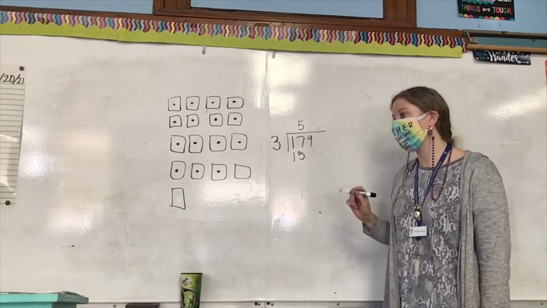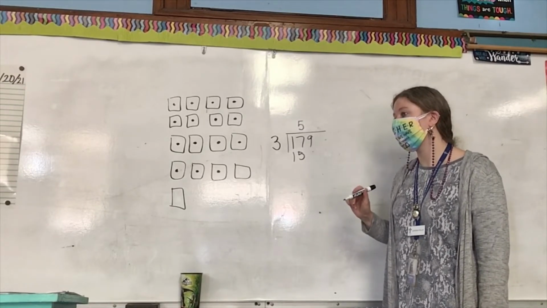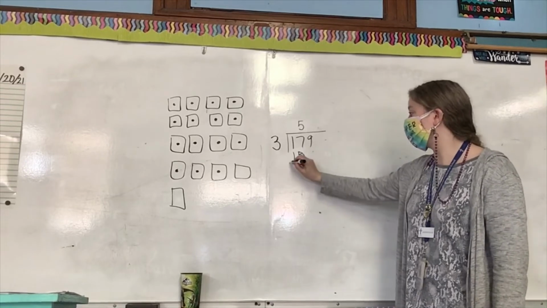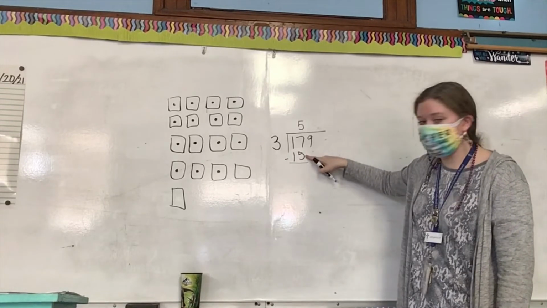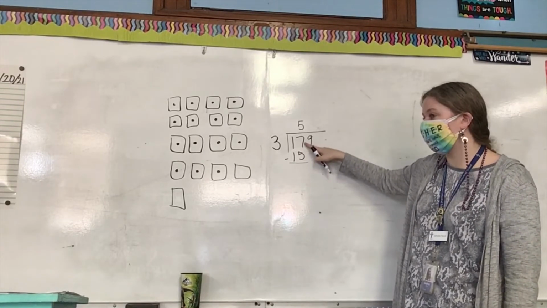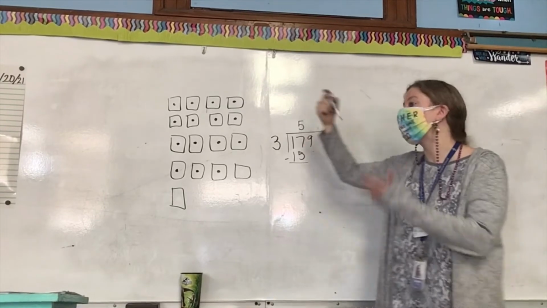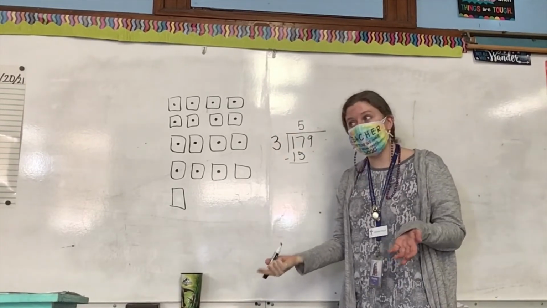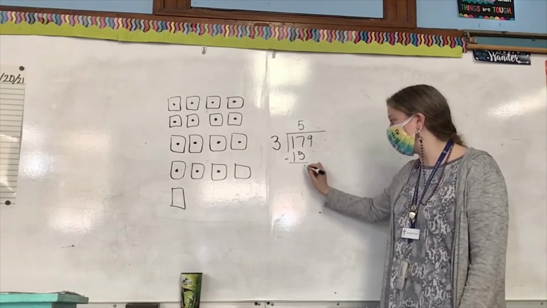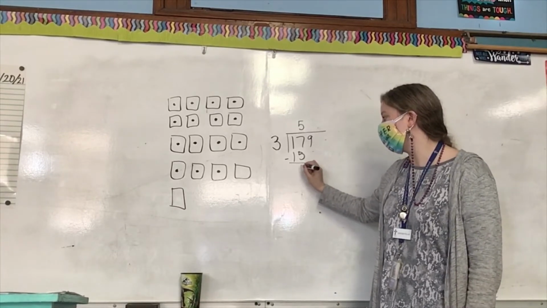We subtract the answer to our multiplication problem from the first 2 digits of our dividend. Can we do that now, Aaron? Yes. 17 minus 15 is 2.